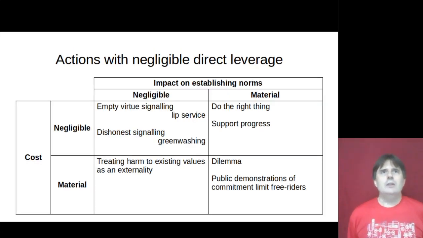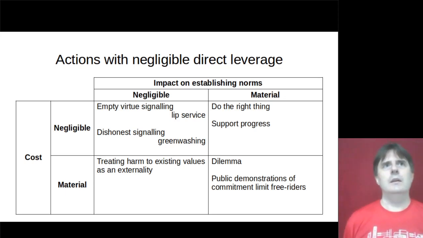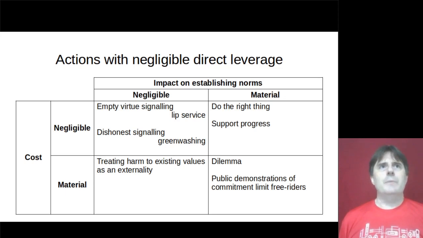So expanding the earlier framework is how to think about actions with negligible direct leverage. That is to say, for example, taking UDHR onto open source licenses and adding a cost dimension. And in particular, what happens when we recognize that there's a material cost. Hopefully I've just convinced you that that's true. If the impact on establishing norms remains negligible, then you're in the somewhat abusive situation where those who are promoting it are treating harm to existing values as an externality, not their problem.